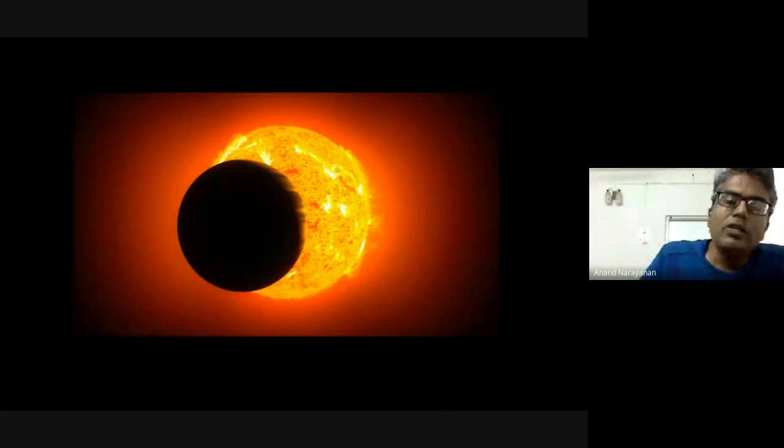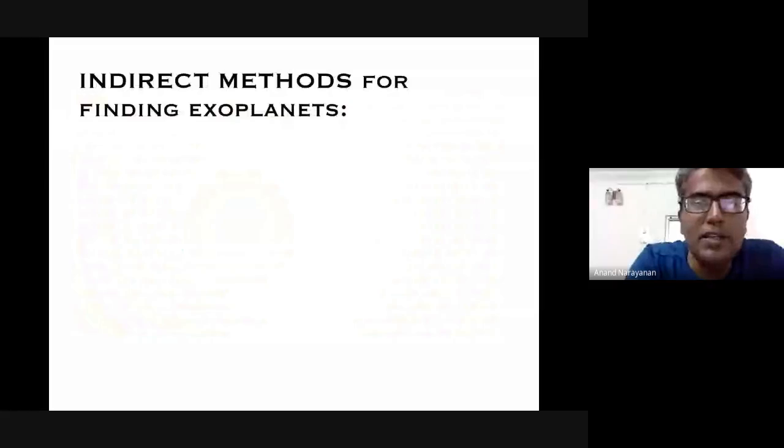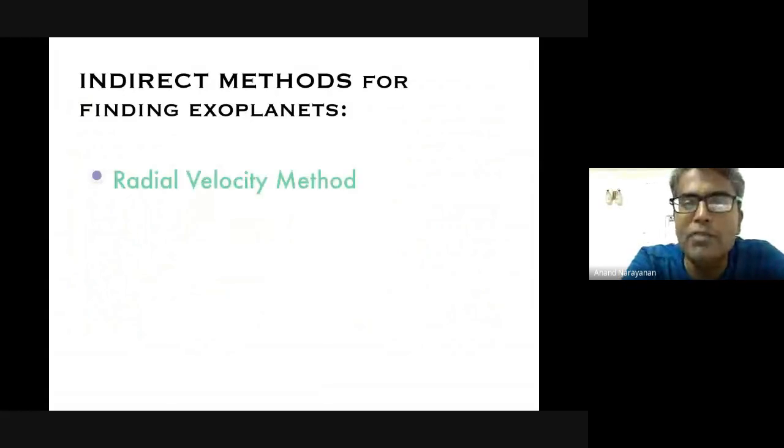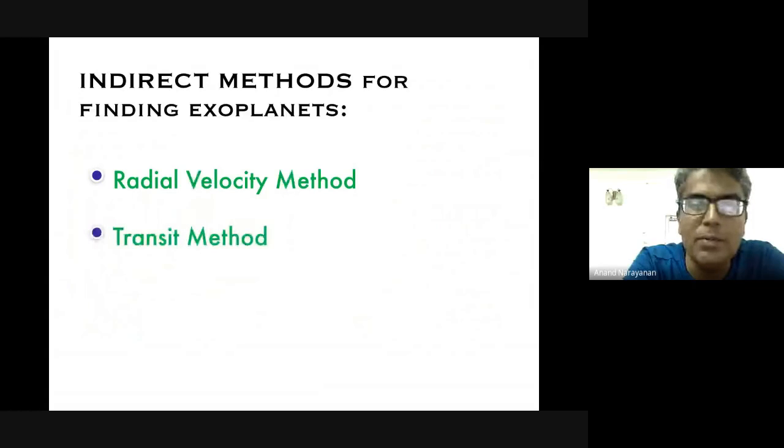So that doesn't mean that we cannot find planets around other stars. As it turns out, there are some very good indirect ways of establishing the existence of planets around stars. The two most successful indirect methods for finding exoplanets are, one is radial velocity method and the other is transit method. In the entire history of exoplanet detections, these two techniques have been most successful in finding planets around other stars, and both of them are indirect methods.